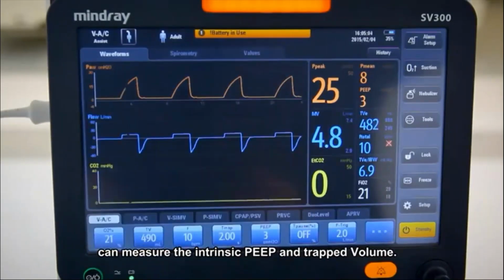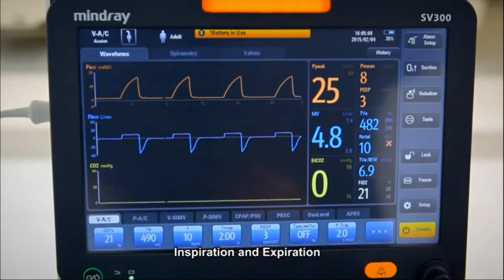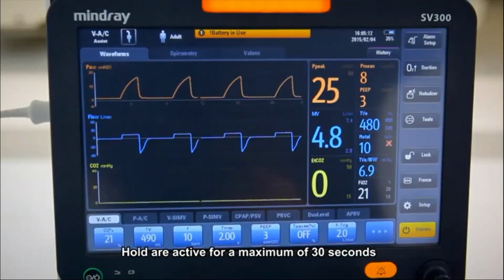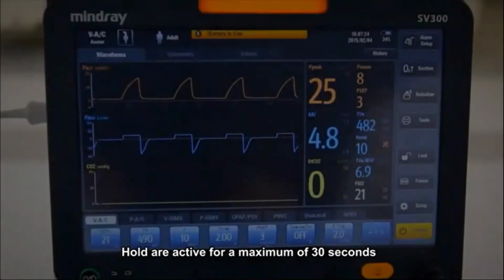The expiration hold function can measure the intrinsic PEEP and trapped volume. Inspiration and expiration hold are active for a maximum of 30 seconds.